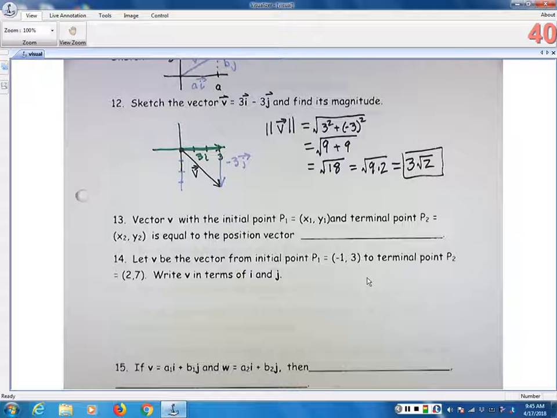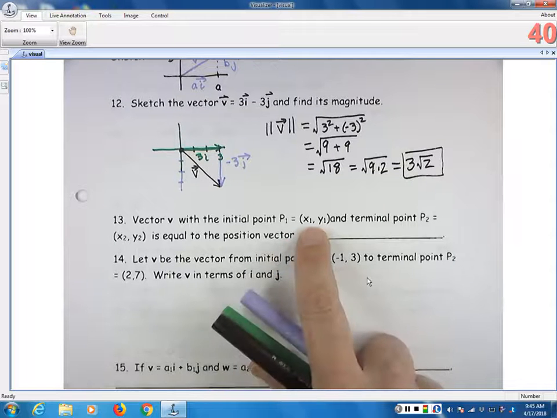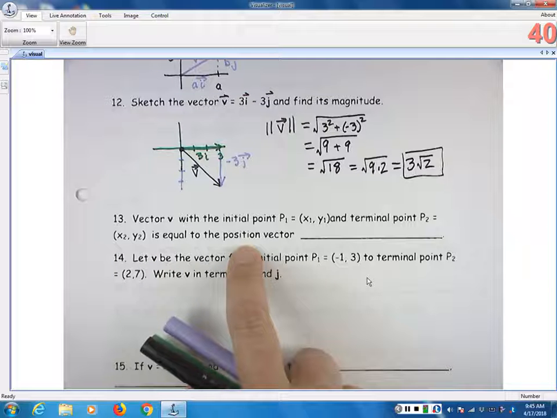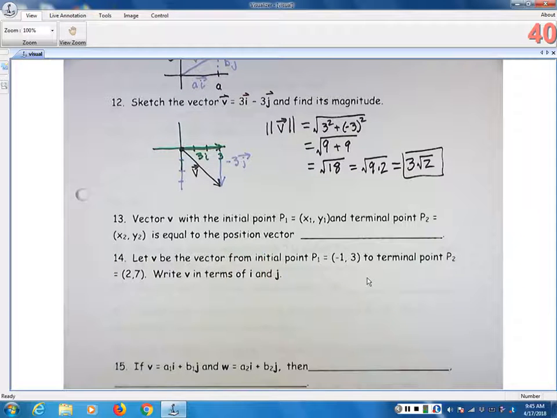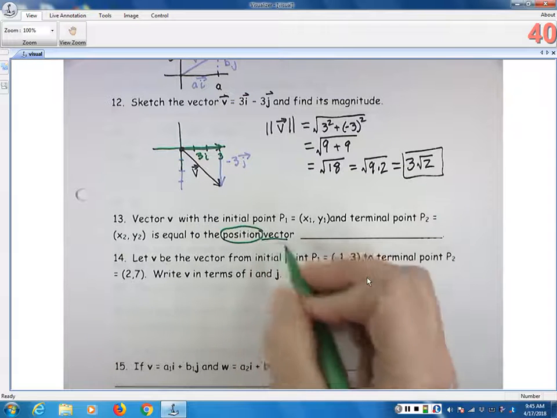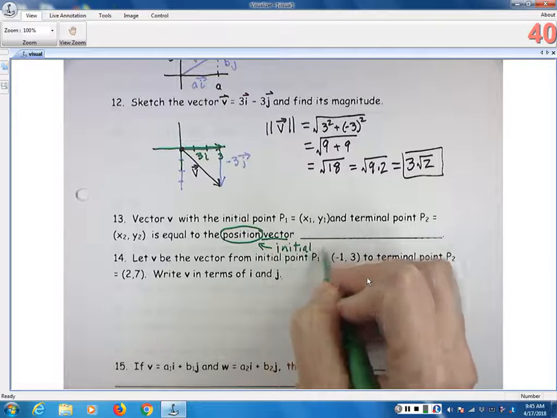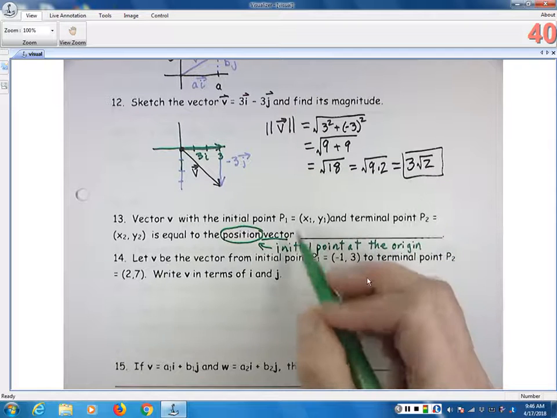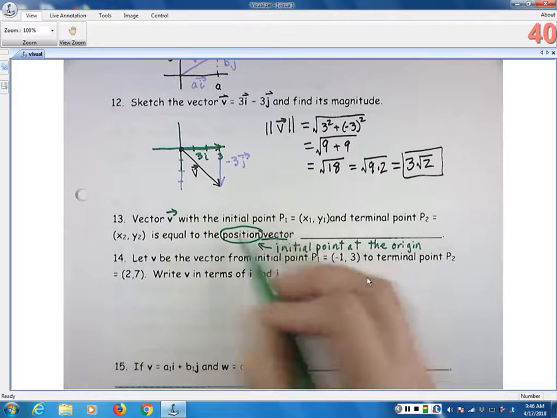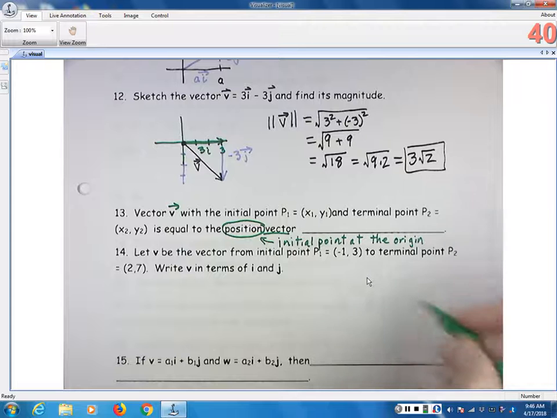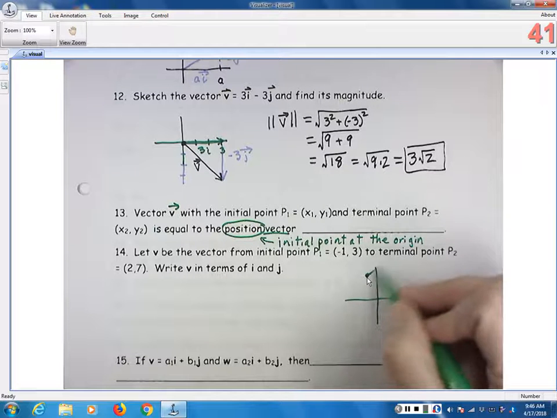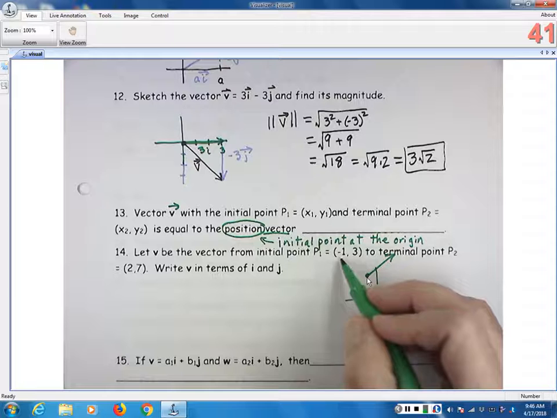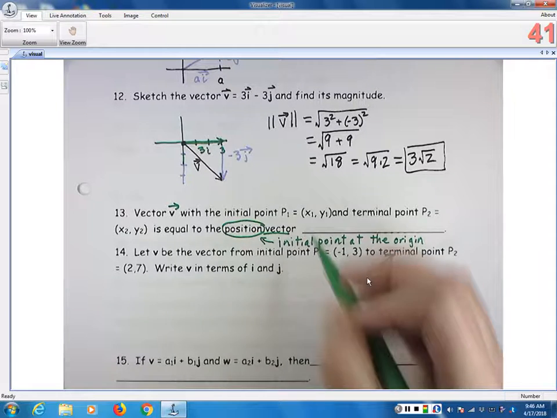Okay, now what if you have a vector that's not at the origin? What if the initial point of the vector is x1, y1, and the terminal point is x2, y2? We're saying that will equal the position vector. A position vector has its initial point at the origin. So we can move this vector v that's originally somewhere up here on the paper. That's where v is originally in this picture. So we can move that down here.